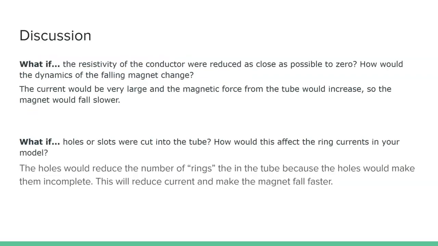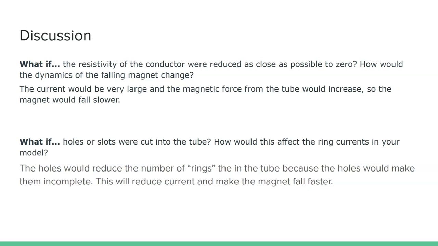For the what-if questions: what if the resistivity of the conductor were reduced to as close as possible to 0? How would the dynamics of the falling magnet change? The current would be extremely large since the resistance would go basically to 0, and the magnetic force from the tube would increase a lot. So the magnet would fall much slower.